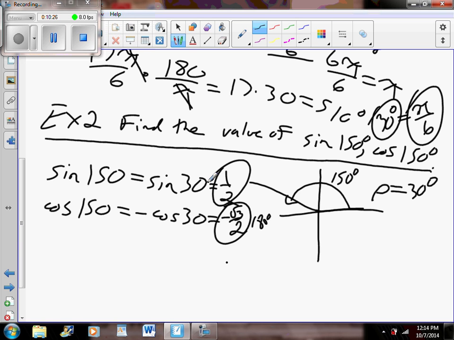But in both cases, I had to refer to the 30-degree angle to get these numbers. Then, understanding what quadrant I was in, I attached negatives or positives to the numbers. And it's going to change depending on what quadrant you find yourself in. But you use your reference angle to get the actual number part of the answer. Then you have to understand what quadrant you're in to attach the proper sign to those numbers.